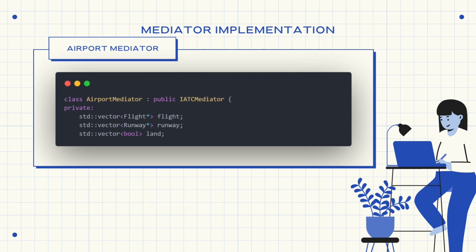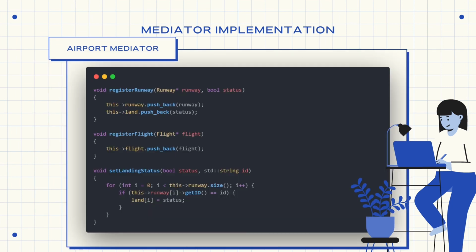And this is the correct mediator. We are using a vector of flights, runways, and a vector of Boolean values, which is used to save the availability of the runways. And whenever we want to add a flight or runway to the database, we will use register runway or register flight. And set landing status is a function used to set the status of a runway with index ID to a new status.